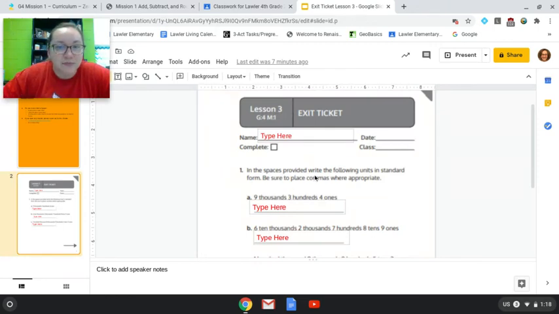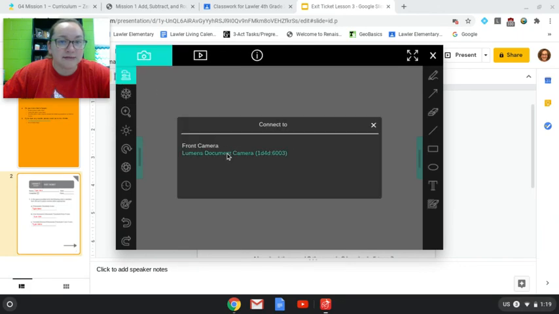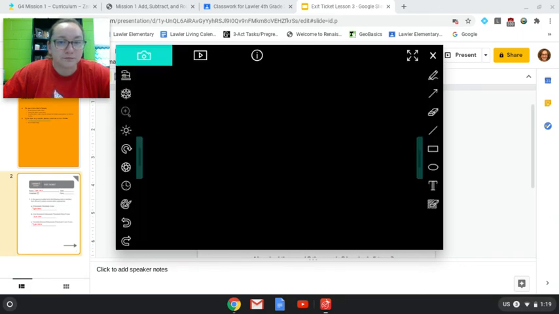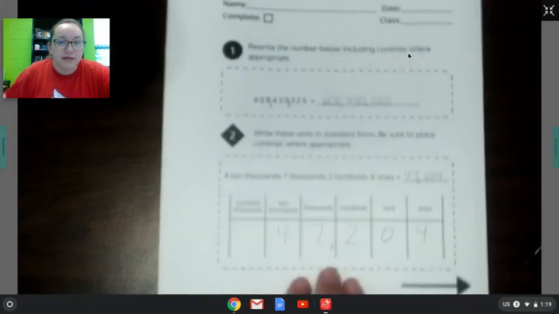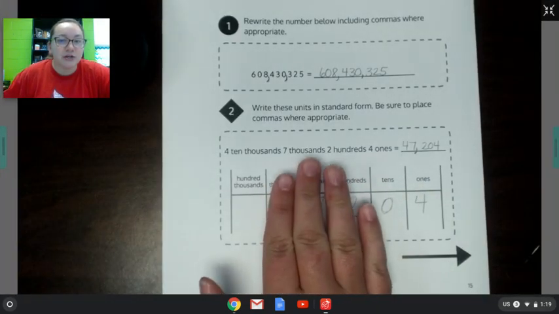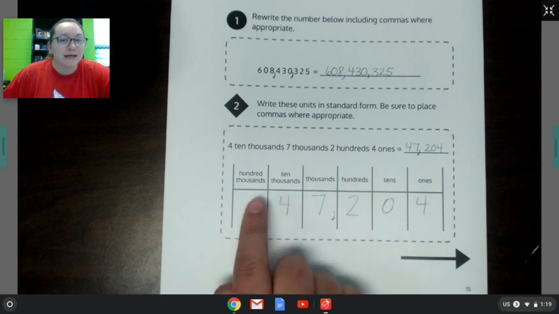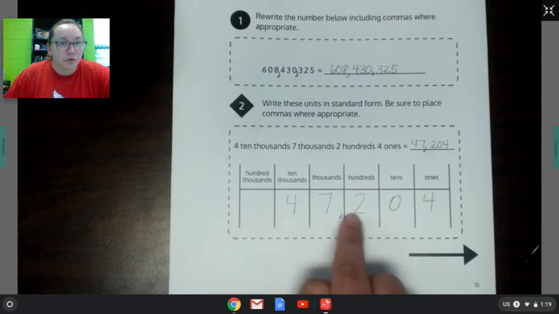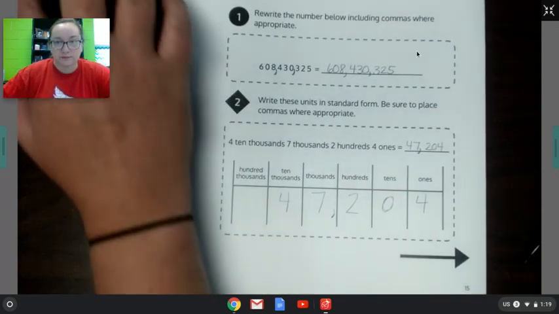So here is your exit ticket. It says in the spaces provided, write the following units in standard form. Standard form is number form. This is unit form where we have the number and then where the number goes. So just like I just did on my ladybug here, and I'm going to pull it back up so you all can see it. Just like I did here, this is just like your exit ticket. That's why it's going to be very important for you to draw and label a place value chart. Okay?